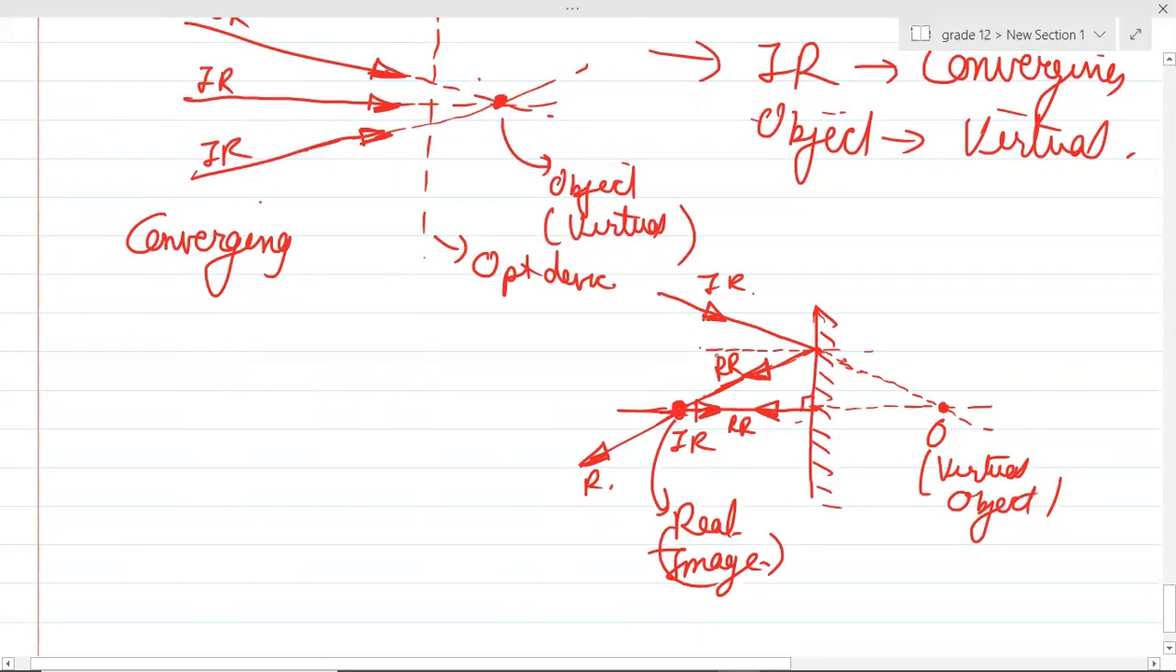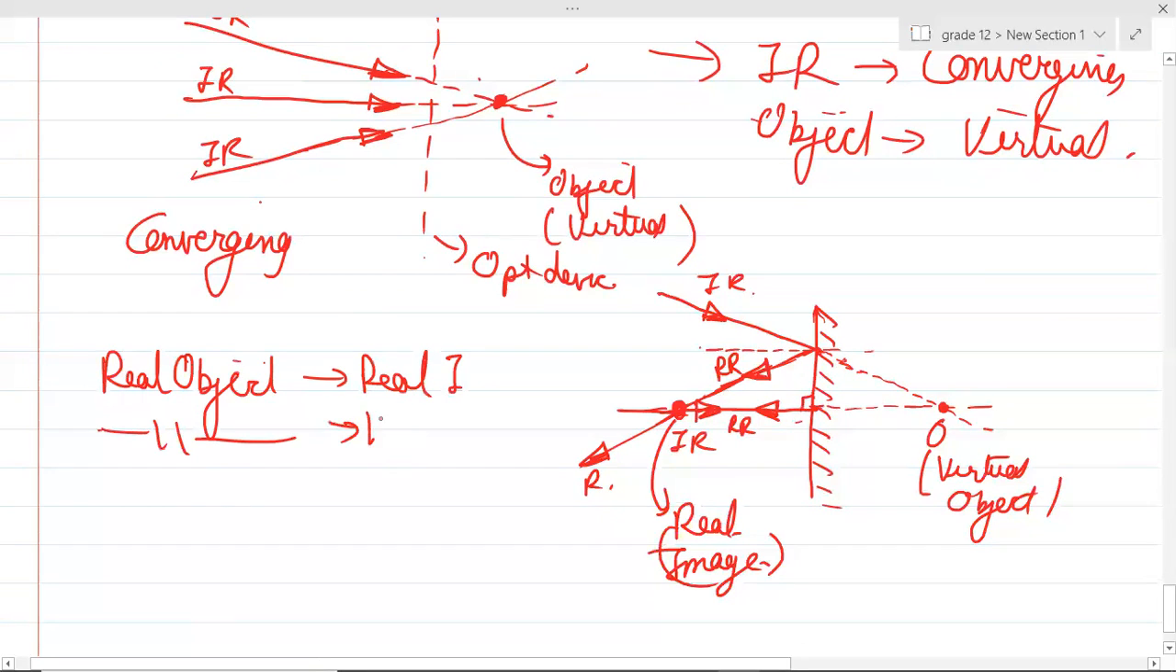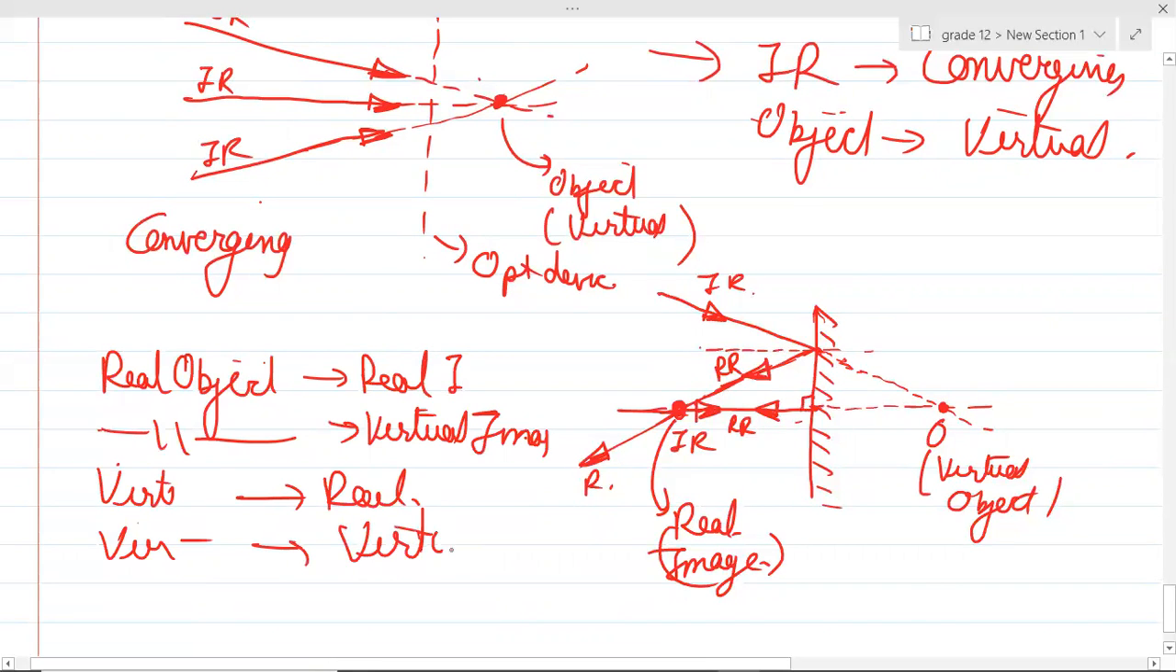Till 10th grade you might have heard this particular thing. Now with the help of a real object, you can form a real image. With the help of a real object you can form a virtual image, right? With the help of a virtual object again you can form a real image, and with the help of a virtual object you can form a virtual image as well. Everything is possible.